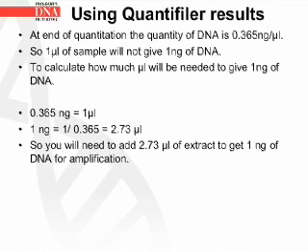Now let's look at the other end of the scale. If at the end of the quantitation the quantity of DNA is 0.365 nanograms per microliter, that means 1 microliter of sample will not give 1 nanogram of DNA. So to calculate how many microliters will be needed to give 1 nanogram of DNA, let's do the following calculation. We have 0.365 nanograms for every 1 microliter. To get 1 nanogram, it'll be 1 divided by 0.365, and that is going to equal 2.73 microliters. So you will need to add 2.73 microliters of your extract to get 1 nanogram of DNA for amplification.